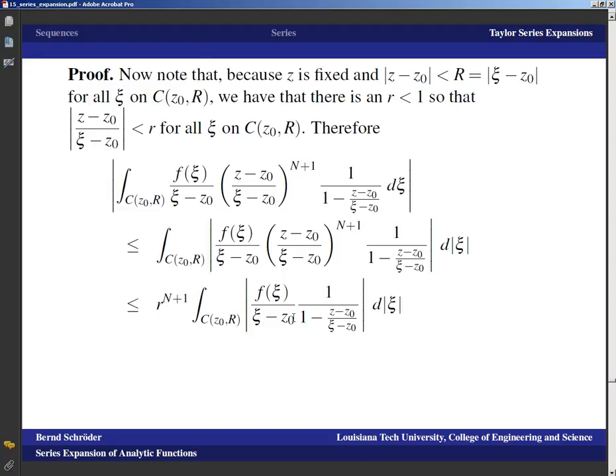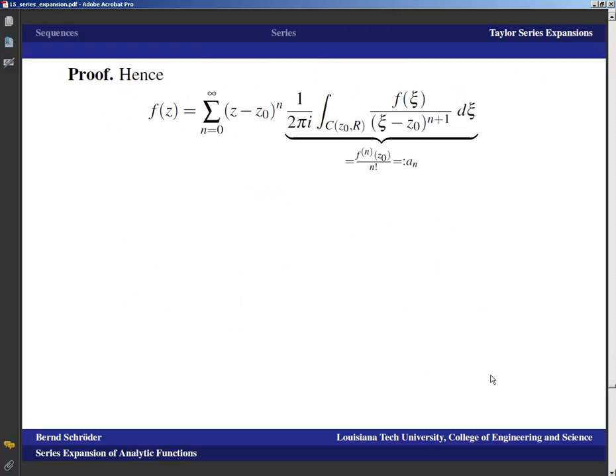So that's an integral of an analytic function. Well, okay, it's an absolute value of an analytic function, but it is a well-defined integral. It is a number. And so that means that if we have r to the n plus 1 times a number, that will go to 0 as n goes to infinity, because r is smaller than 1. And so that means that f of z is actually that infinite sum, which is just the sum copied from 2 panels ago with the capital N replaced with infinity.